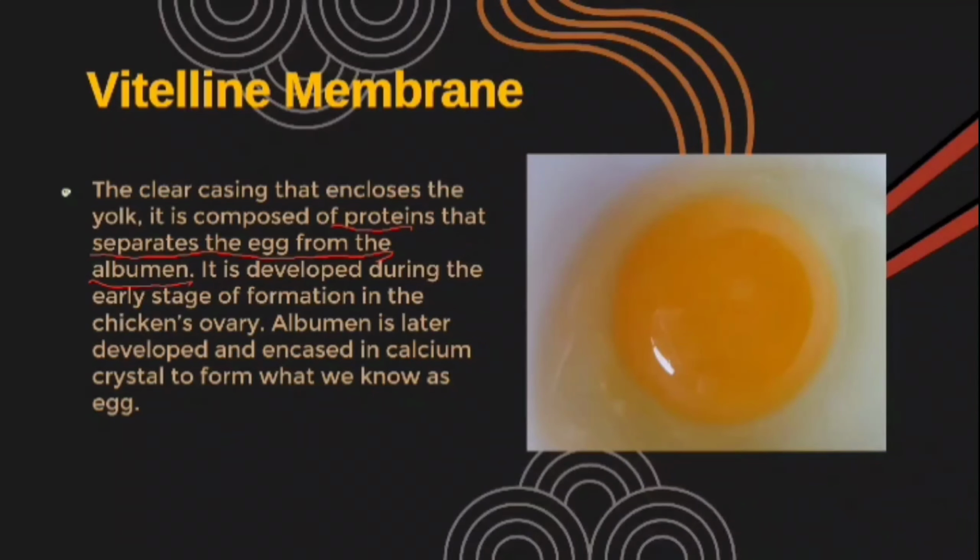It is developed during the early stage of formation in the chicken ovary. So sa loob pa lang ng ovaryo ng manok, nabubuo na yun. Albumin, ito yung albumin again, ito yung tinatawag na puti ng itlog, is later developed and encased in calcium crystal to form what we know as egg. Okay? Yung egg yolk ay nasa loob ng vitelline membrane.